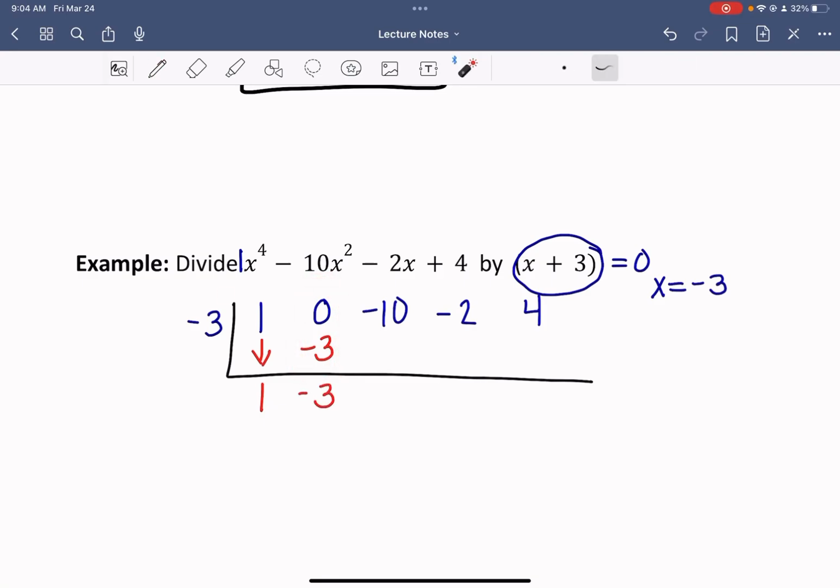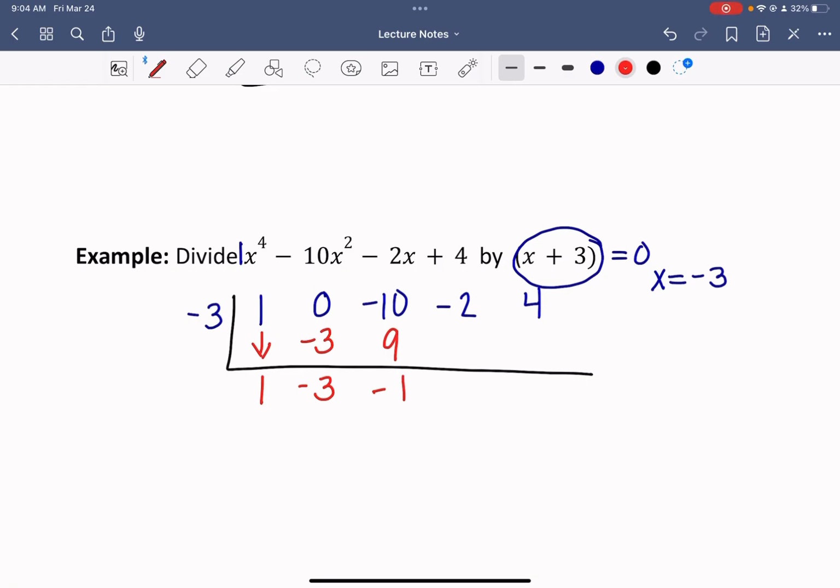Then I'm going to multiply negative 3 times negative 3, and put the result in this next spot. So I would say, okay, negative 3 times negative 3 gives me a positive 9. By all means, use your on-screen calculator to assist you with these small arithmetic pieces so you don't mess up a number. Then you're going to add vertically, which gives me a negative 1. You're going to multiply negative 3 times negative 1. That gives me a positive 3. You're going to add vertically, giving you a positive 1.